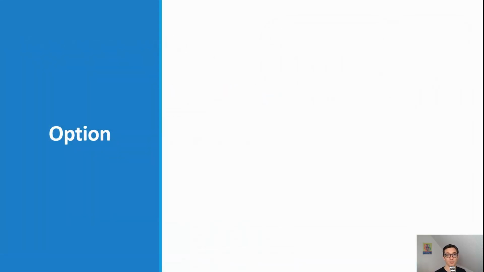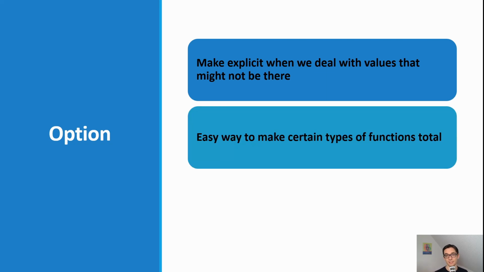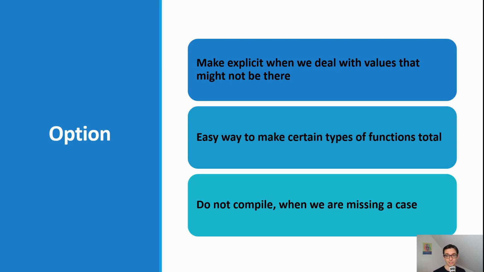So to wrap this first video up, options are a really nice new thing, and they actually help you to make it explicit when we deal with values that might not be there. And they are an easy way to make certain functions total, which is really nice. And what is really cool is that they do not compile when we are missing a case. So we are always forced to actually think of the case when a value is not there.